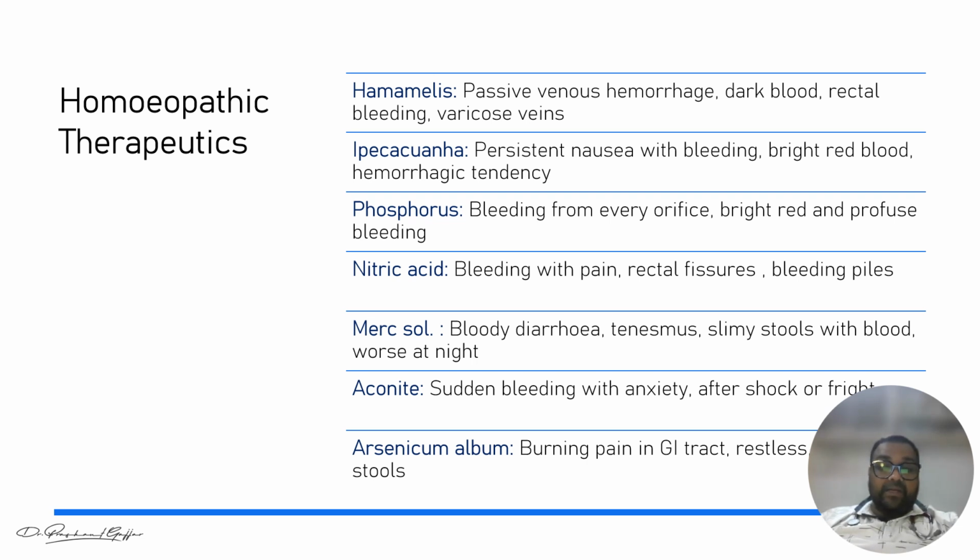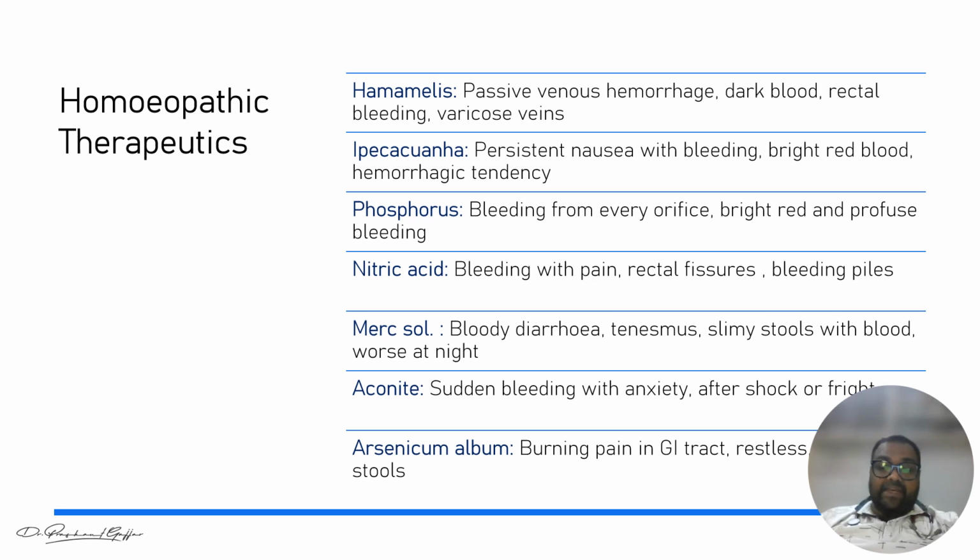Fifth is Merc Sol. There will be bloody diarrhea, tenesmus is present, slimy stool with blood is present, and it is worse at night. Sixth is Aconite: sudden bleeding with anxiety, and bleeding after shock or fright. Next, Arsenicum album: burning pain in the GI tract, the patient is restless, and there are black stools, right?